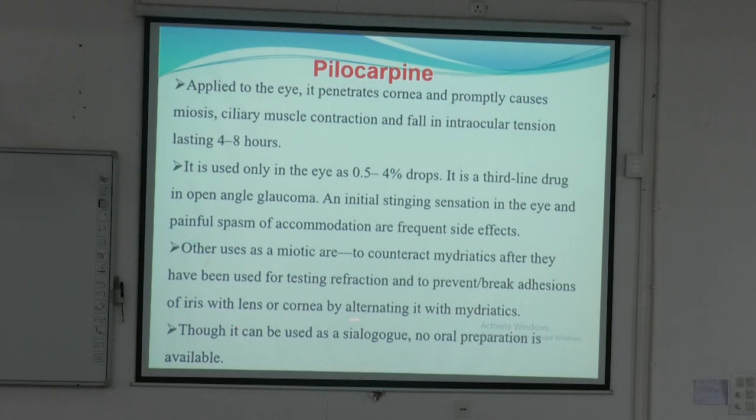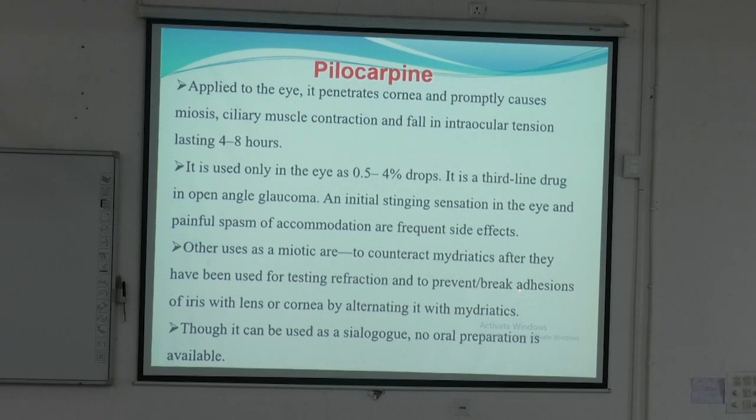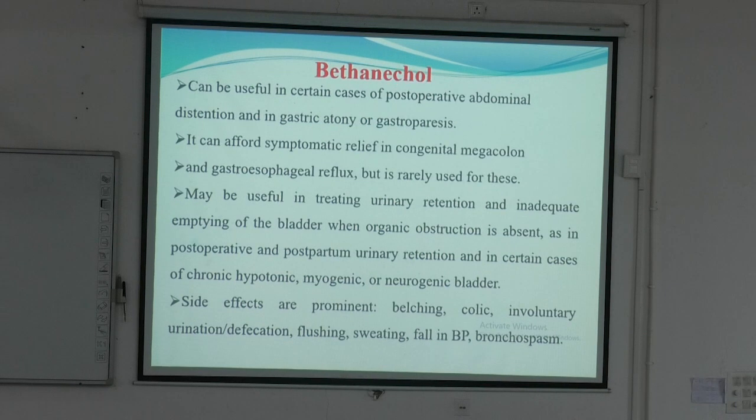Arekta hocche iridocyclitis er khetre, to prevent or break adhesions of iris with lens or cornea by alternating it with mydriatics. Mane iridocyclitis hocche inflammation of the iris. In such cases, miotic or mydriatic, meaning pilocarpine or anticholinergic drug, alternatively deya hoy, jate oi adhesion ta khule jay. Though it can be used as a sialagogue, no oral preparation is available. Already we have seen that it can be used for xerostomia, but oral preparation amader deshe paoa jay na.